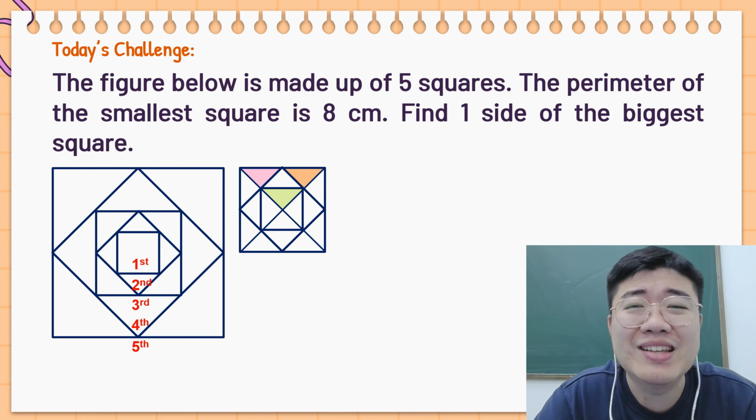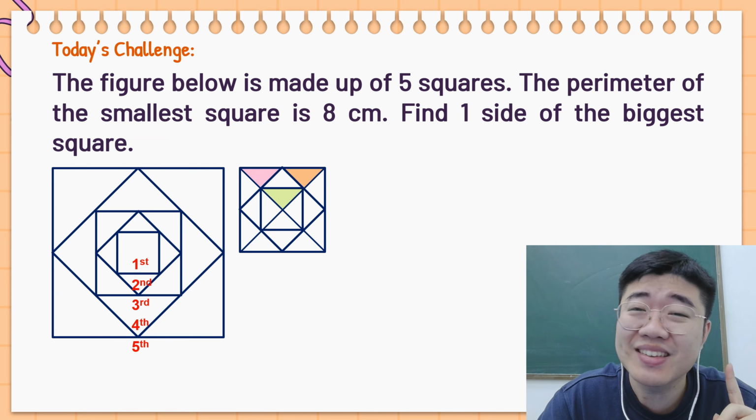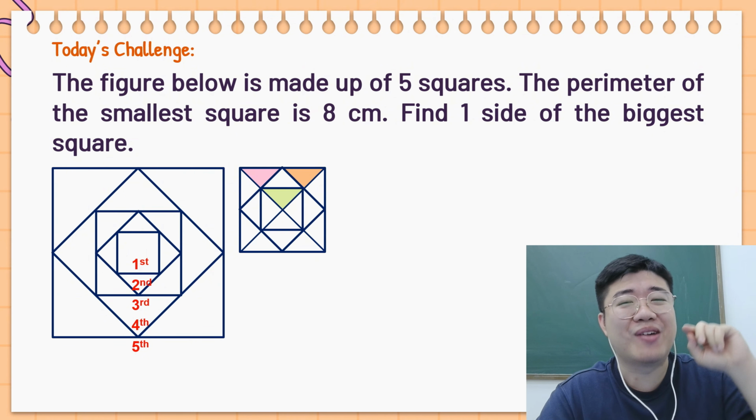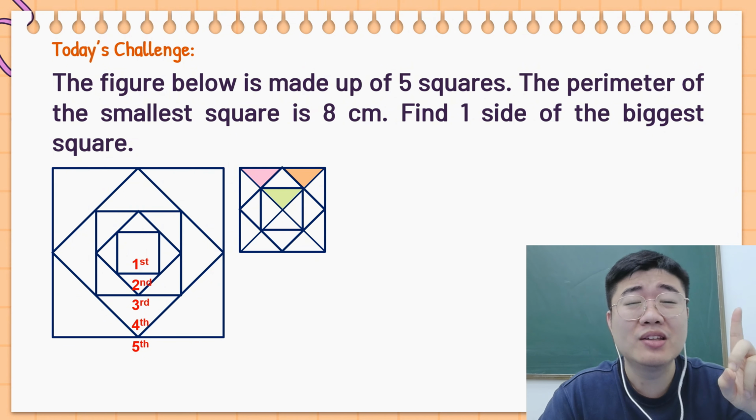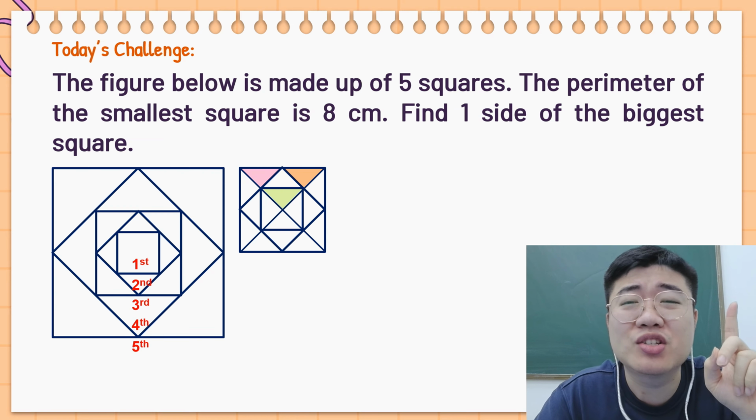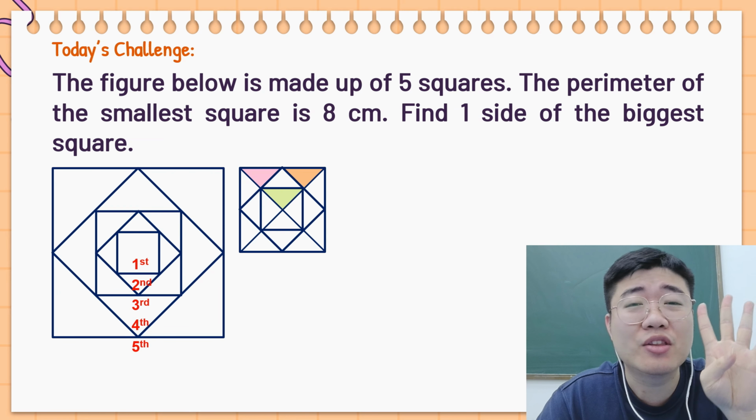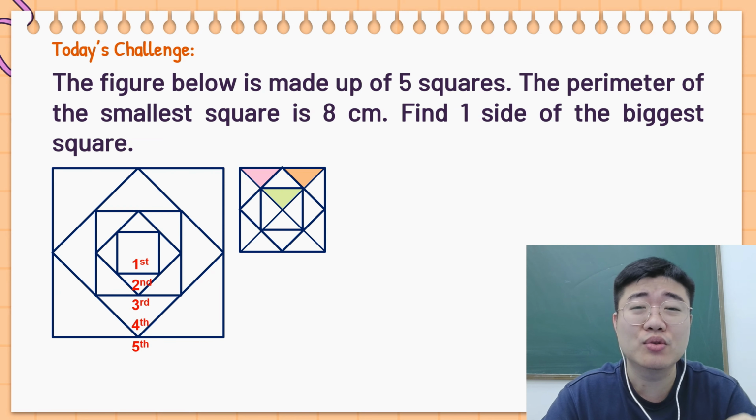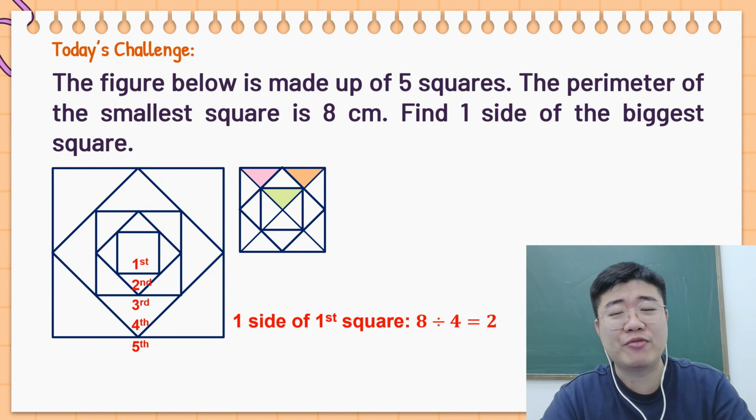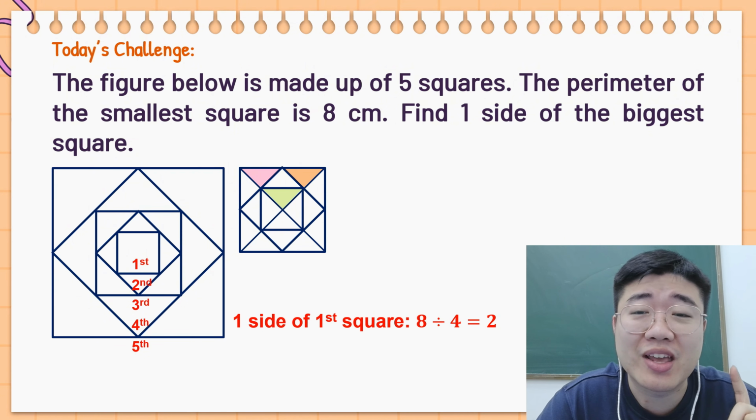So let's find one side of the smallest square. How do we do that? Very good, everyone. We can just use the total divided by 4, because each square has 4 sides, and those 4 sides are all equal to each other. So 8 divided by 4. We find one side of the smallest square is 2.